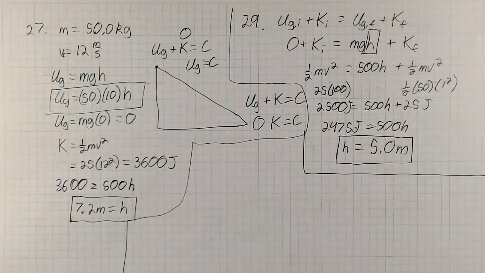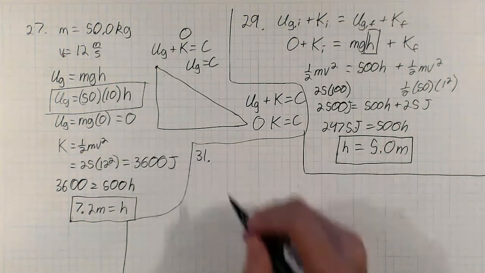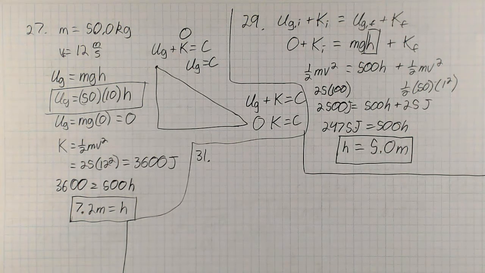The final question for this problem set is problem 31, which says a 0.250 kilogram block on a vertical spring with a spring constant of 5.00 times 10 to the third newtons per meter is pushed downwards, compressing the spring 0.100 meters. When released, the block leaves the spring and travels upward vertically. How high does it rise above the point of release?